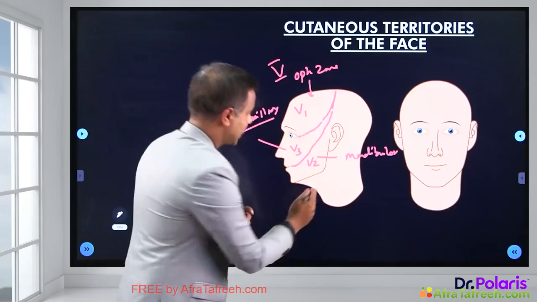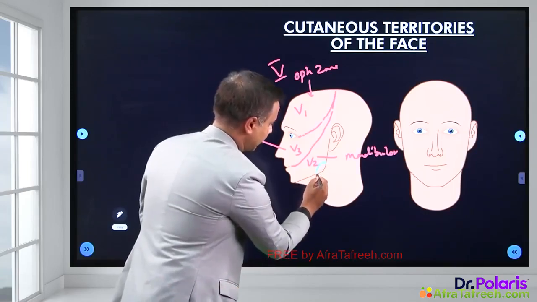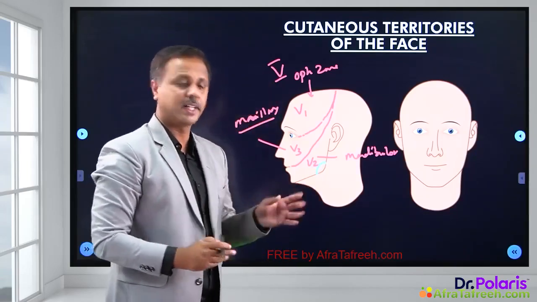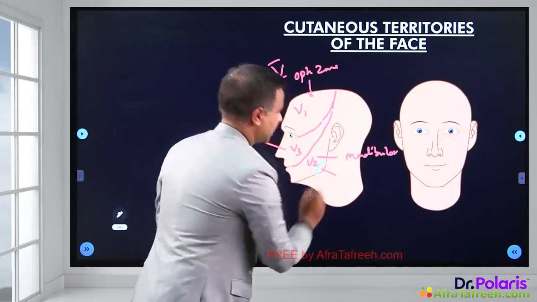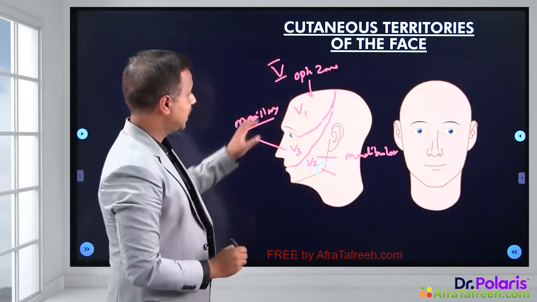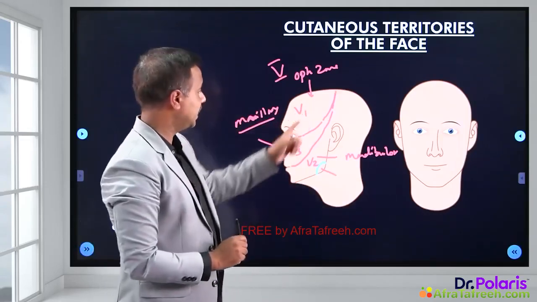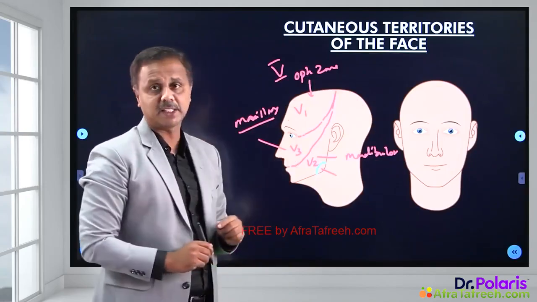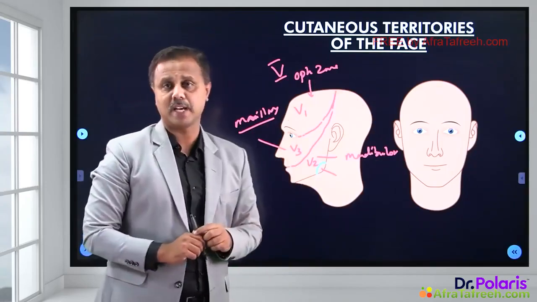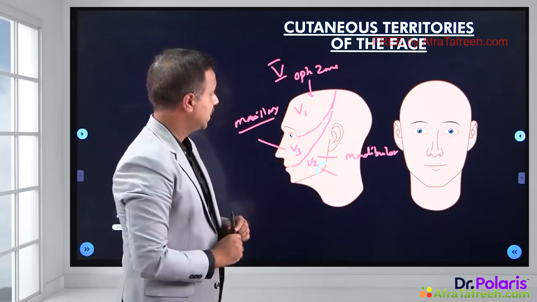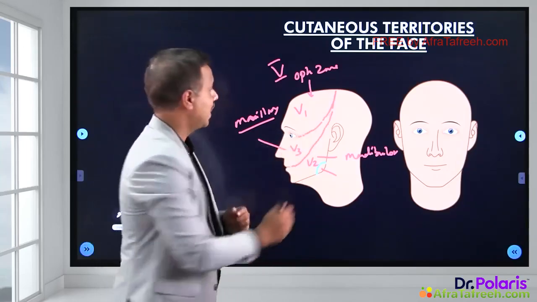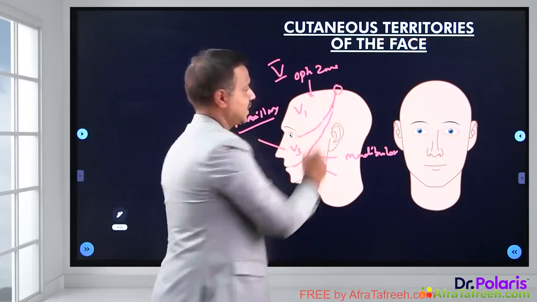Then, there is a slight area over the angle of the mandible which is supplied by the greater auricular nerve. So, this is a separate zone. So, these are the cutaneous territories of the face. Ophthalmic territory, then we have the maxillary territory, and the lowermost we have the mandibular territory. As I said, all points meet at the vertex.